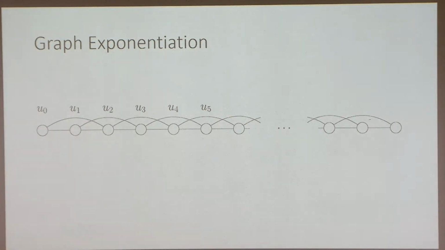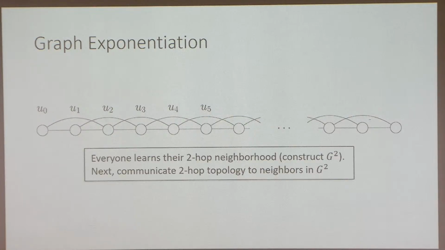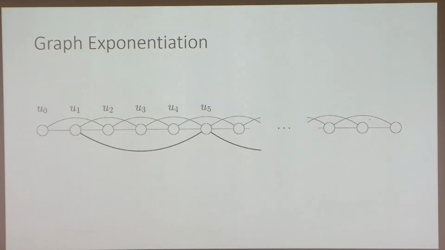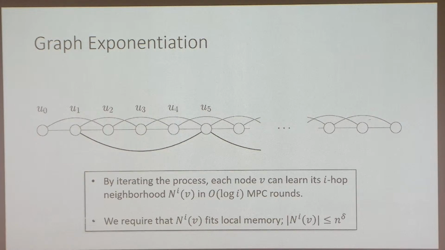And now in MPC, because you don't restrict the communication to the edges, you can actually use this G squared to communicate. Then you can repeat and get G to the 4. And if you repeat this i times, you have now created G to the i. And now you can either think, okay, now I can communicate on this graph, or I have actually already collected all the information I wanted.